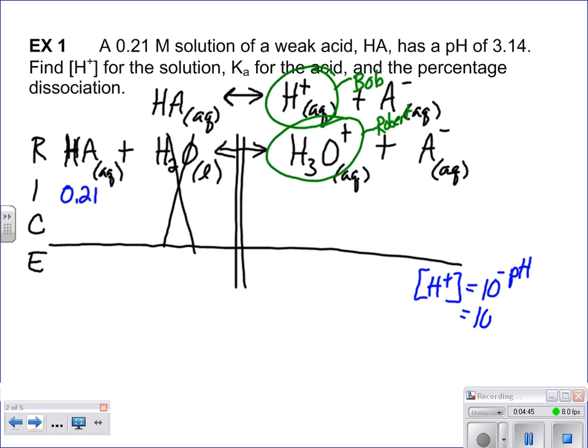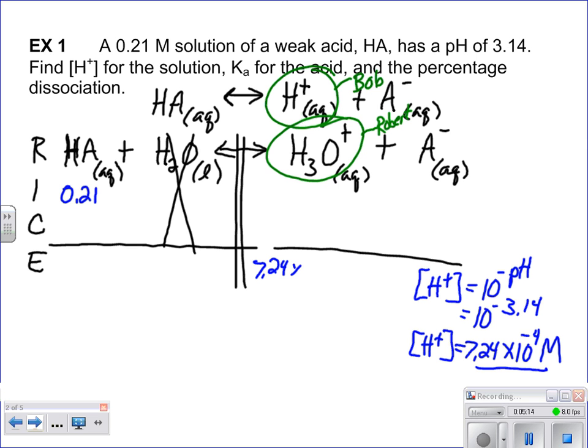So when we plug that in, we end up finding out that our hydrogen ion concentration is equal to 7.24 times 10 to the negative fourth molar. So that's going to be helpful because what we see there is that that's our hydrogen ion concentration, and that's going to be at equilibrium. So I can go ahead and plug that in also. 7.24 times 10 to the negative fourth molar is my hydrogen ion concentration. So that's what I'm starting with.